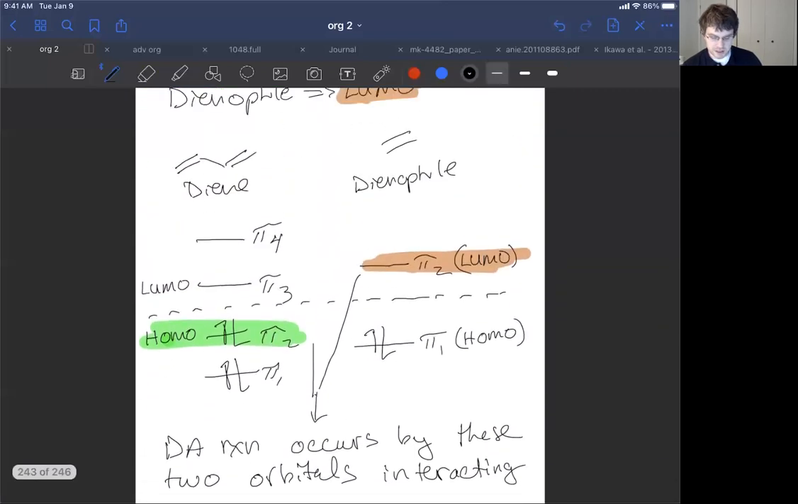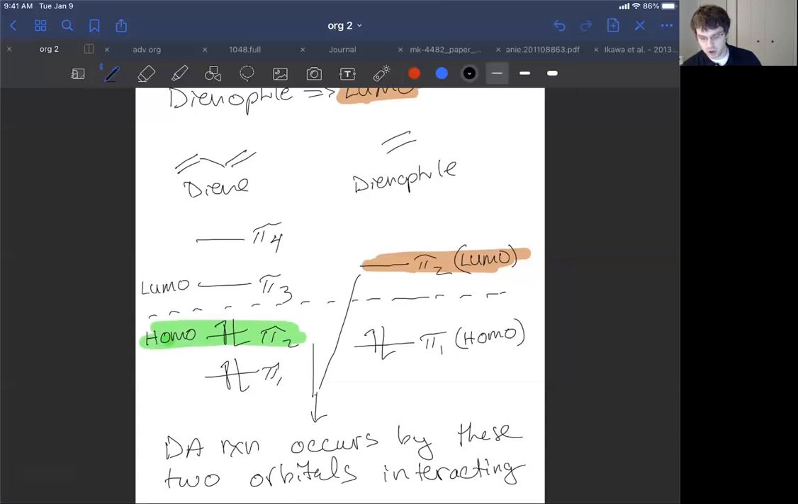If I backtrack in my notes just a second, I kind of hinted that the HOMO and the LUMO were close in energy. We can make them even closer in energy by adding some substituents that raise the energy of the HOMO and lower the energy of the LUMO in the corresponding reactants to get better overlap of these two orbitals. And if there's better overlap, we're going to see a more efficient and faster reaction. So it's not only about the phases, but it's also about the energy overlap.